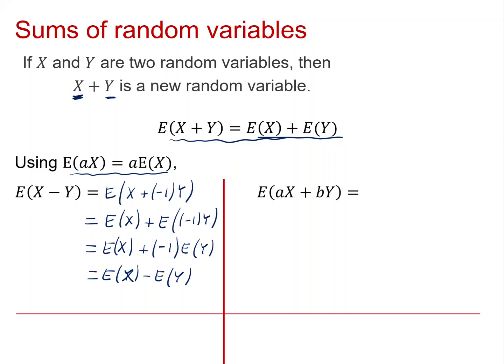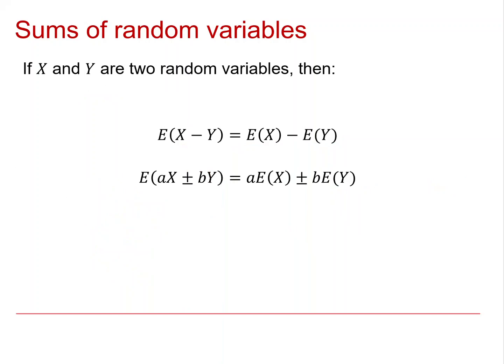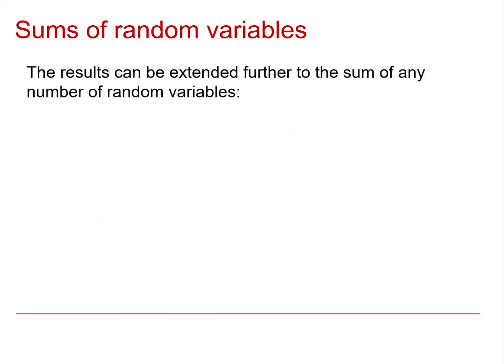Similarly, if we add a multiplication to that, we are going to get a times the expected value of X plus b times the expected value of Y. And there they are, summed up. If we put a minus in the bottom one, we will also get a minus on the right hand side. We can then expand that to beyond.